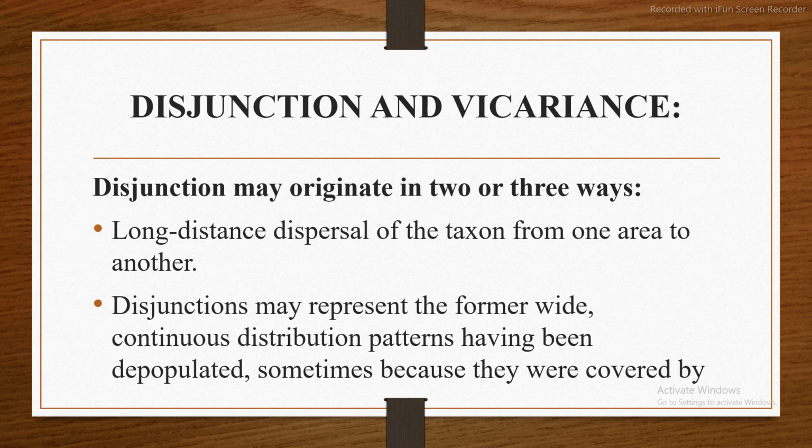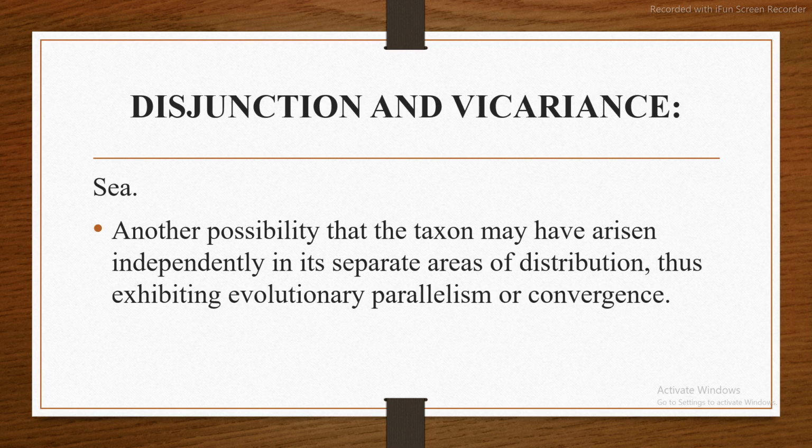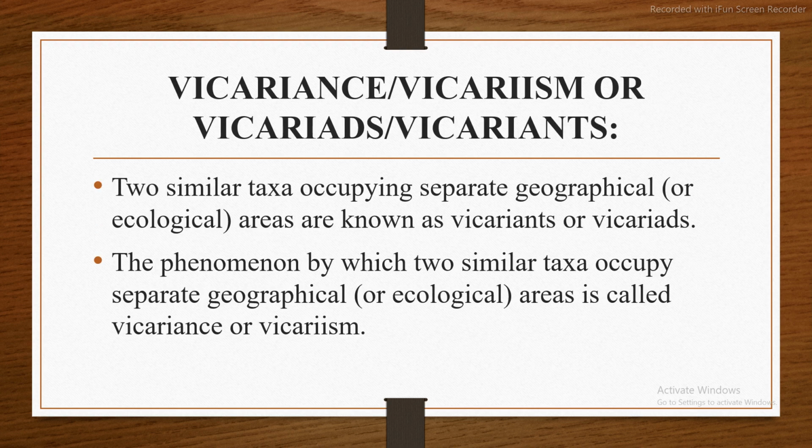Disjunction may originate in 2 or 3 ways. Long distance dispersal of the taxon from one area to another. Second, disjunctions may represent the former wide continuous distribution patterns having been depopulated, sometimes because they were covered by sea. Another possibility is that the taxon may arise independently in its separate areas of distribution, thus exhibiting evolutionary parallelism or convergence.